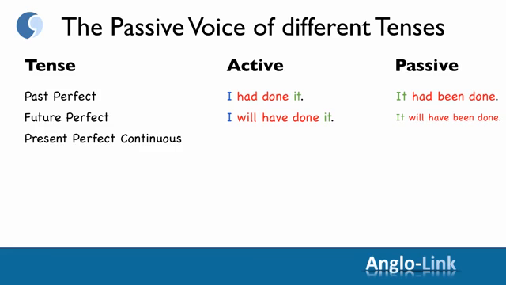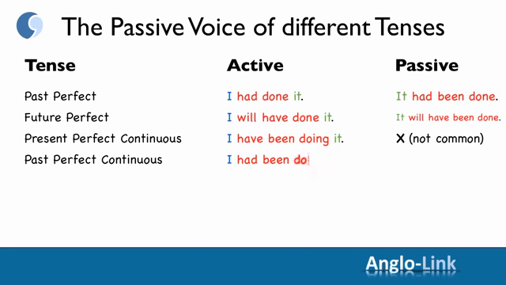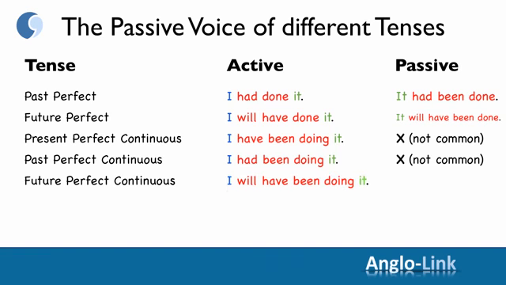Present perfect continuous, I have been doing it. Not common. In fact, perfect continuous tenses are very uncommon in the passive voice. So, like present perfect continuous, we don't put past perfect continuous, I had been doing it, or future perfect continuous, I will have been doing it, in the passive voice. Keep these sentences to their active form.